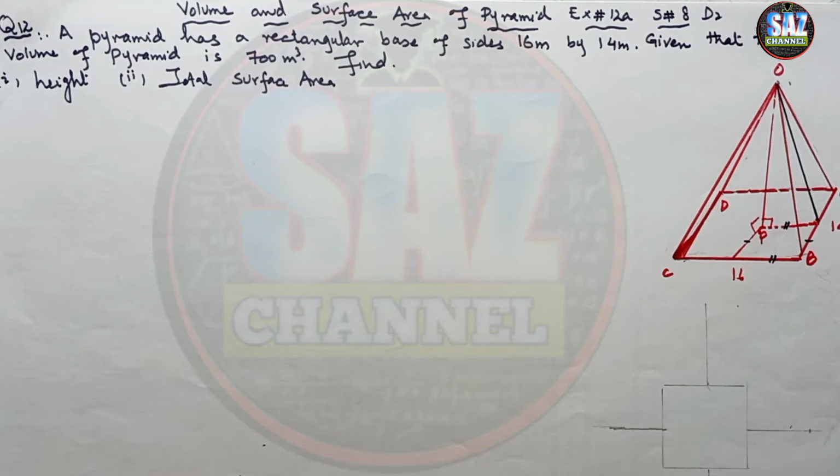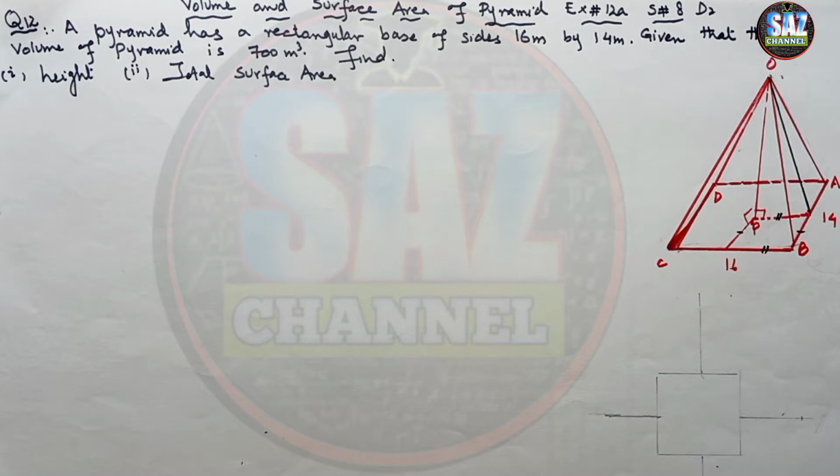In this lesson, I will be discussing question number 12. Question 12 says, a pyramid has a rectangular base of side 16 centimeter by 14 centimeter. Given that the volume of this pyramid is 700 meter cube, find the height and the total surface area of the pyramid. So first of all, we have to find the height of the pyramid.